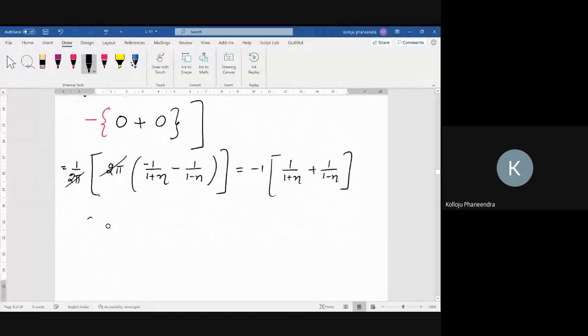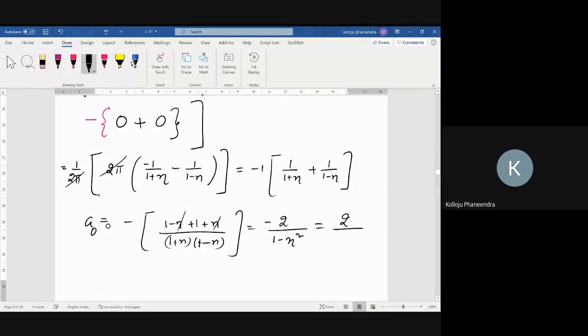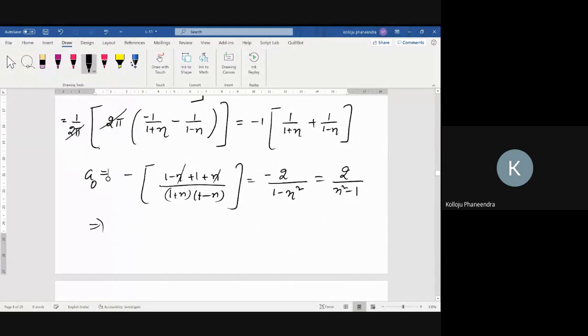Now a naught is equal to, what is this? Minus, this is 1 plus n into 1 minus n, and 1 minus n plus 1 plus n. So n gets cancelled. This is minus 2 by 1 minus n square, nothing but 2 by n square minus 1. So one can write a naught equal to 2 by n minus 1 into n plus 1. Right?